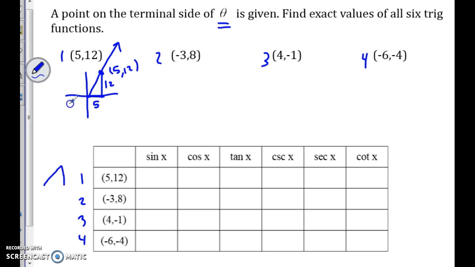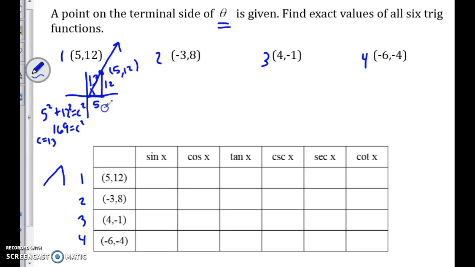Well, if I just do a quick Pythagorean theorem, I can find the hypotenuse. 5 squared plus 12 squared equals c squared. That would be 25 and 144, which is 169. You can check my math if you want to later. But the square root of 169 is going to be 13. So c is going to be 13. So that's my hypotenuse. So if I want to find all these trig functions, just use this triangle.